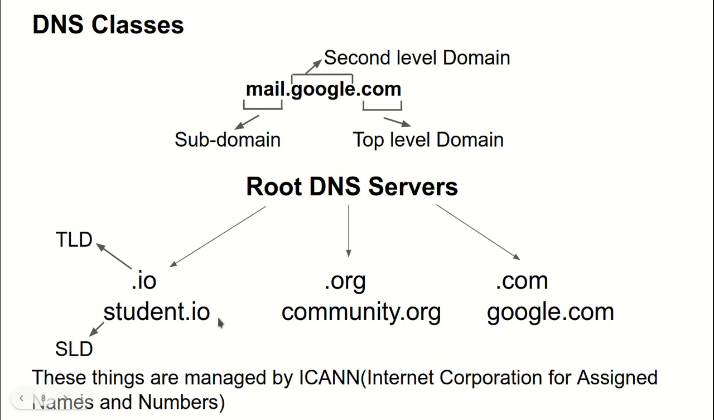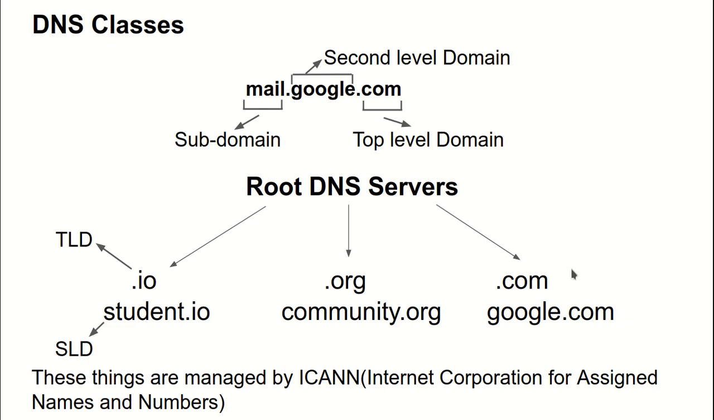Now the second level domains like student, community, Google are attached to these top level domains: student.io, community.org, google.com. One thing you need to remember is that the names like Google, community or student, you have to write manually. You can rent this domain name, but these top level domains can't be changed. Instead, these are fixed. Another thing you need to remember is that the .com, .org, .io top level domains can only be rented.